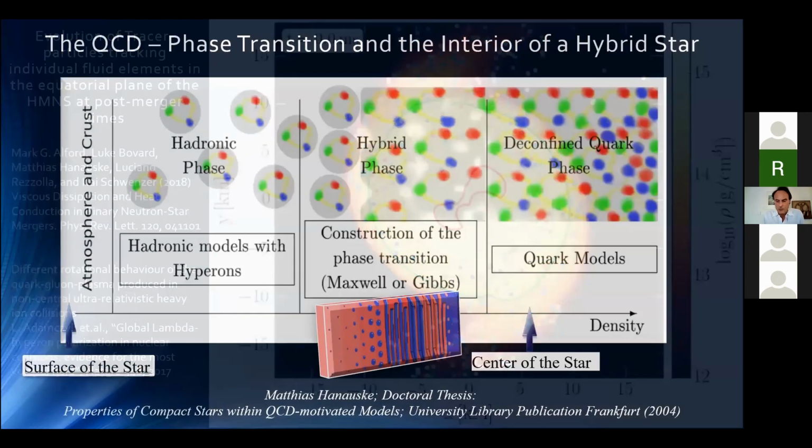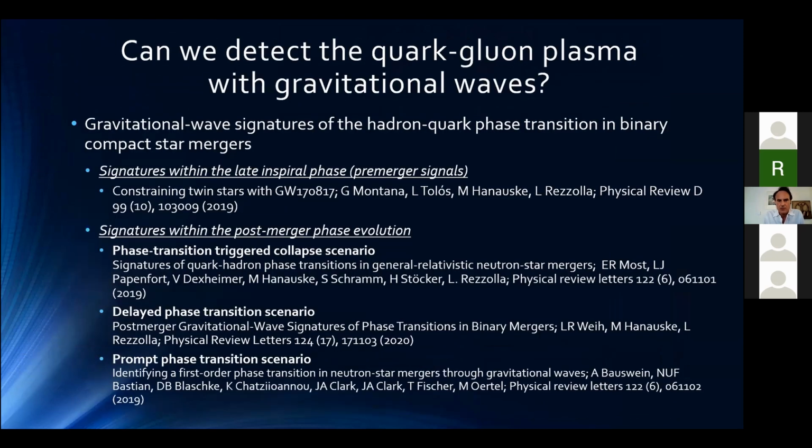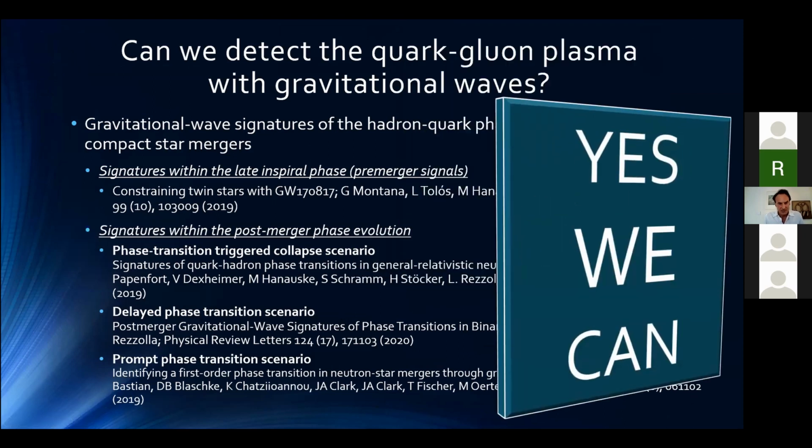So now we come to what's going to happen when we take an equation of state with a Hadron-Quark phase transition. Our main question is now, can we detect the Hadron-Quark phase transition, the quark-gluon plasma, with gravitational waves? Here is a summary of some papers, but the main outcome is, yes, we can detect the Hadron-Quark phase transition with gravitational waves, and I think it will probably be possible in the next 5 to 10 years.